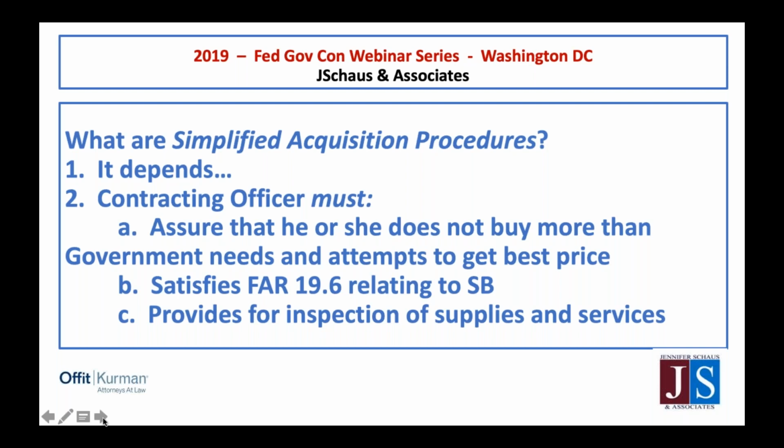Contracting officer, when using SAP, must also provide for inspection of supply and services as part of the solicitation that it issues under FAR Part 13. Okay, if we can advance the slide.